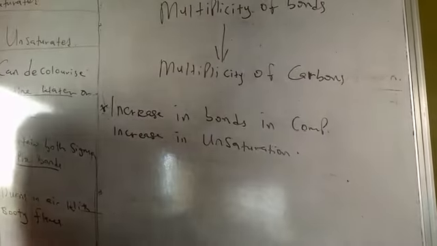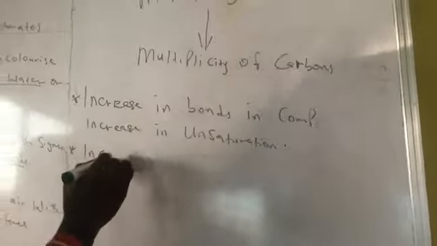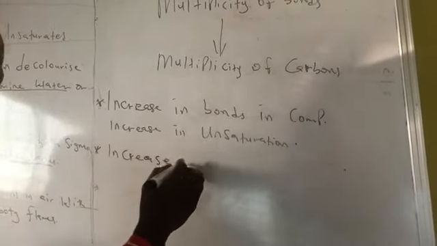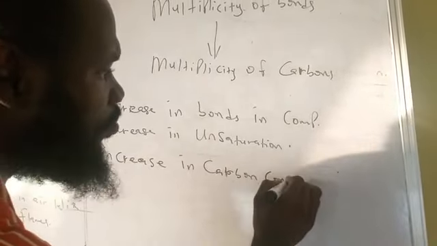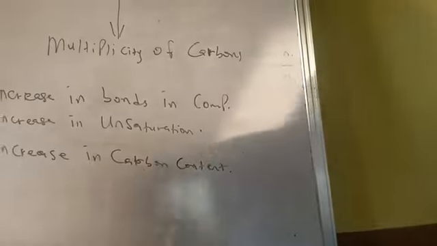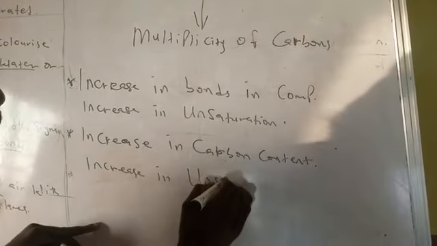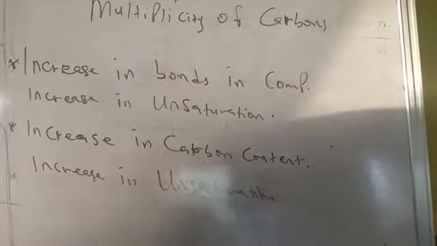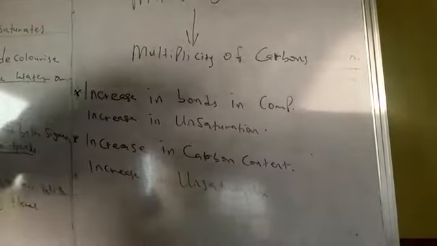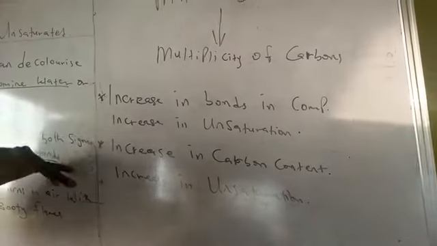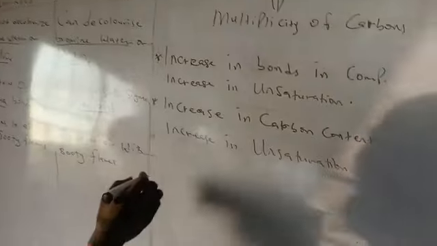Another one is carbon content: an increase in the number of carbons in the compound also determines an increase in unsaturation. So an increase in the number of bonds determines an increase in unsaturation, and an increase in carbon content also shows an increase in unsaturation.